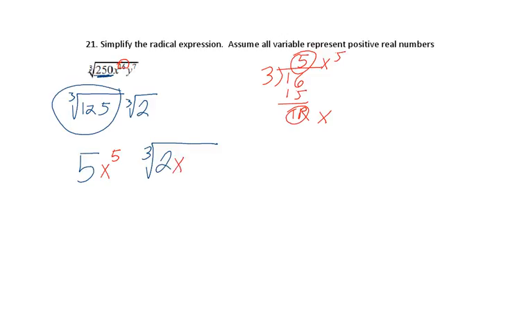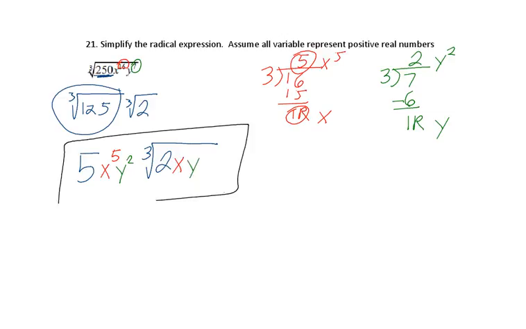Very good. Let's do the same thing with y. So 3 goes into 7 2 times. 2 times 3 is 6, which means one remainder. So what this means is y^2 will go outside and y^1 will remain inside. So y^2 outside, y^1 inside. And that is the answer.